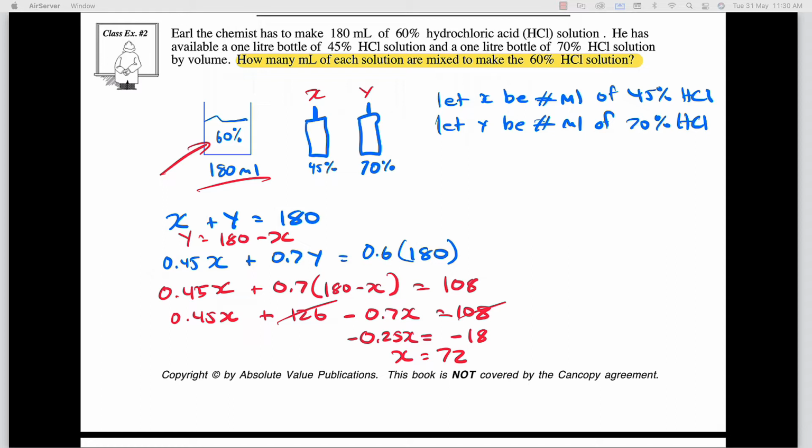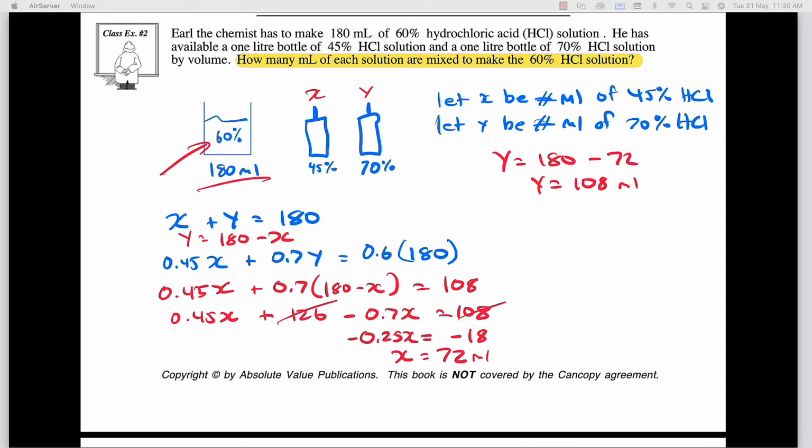And if I look at x, it's talking about the number of milliliters. I put an ml right there. Going back to my original equation, y is going to equal 180 minus the 72. So y is going to equal 108. And again, that's going to be milliliters.